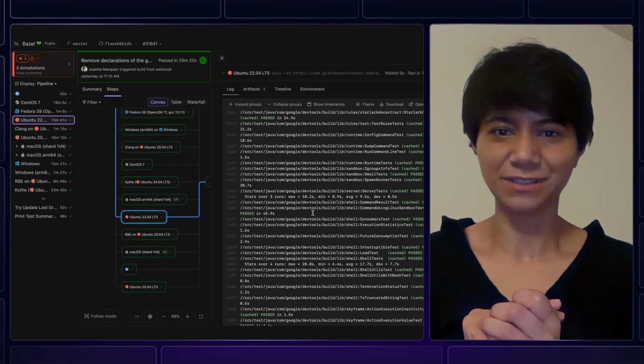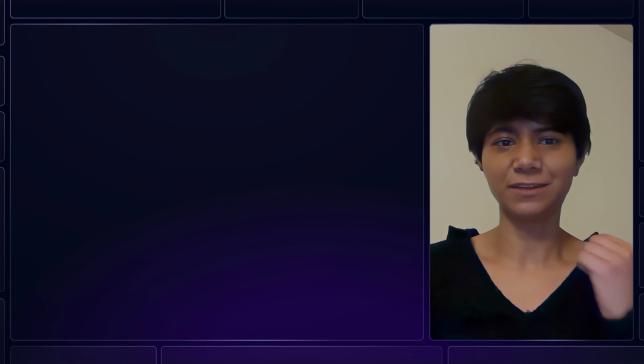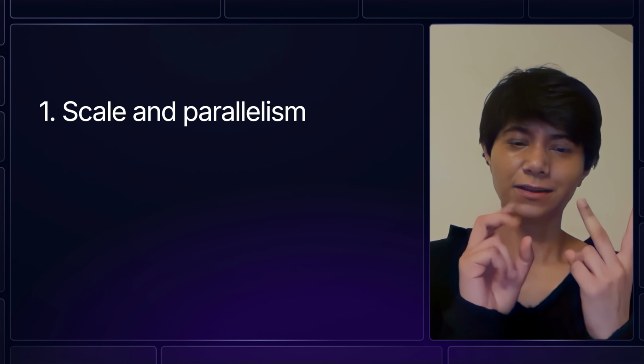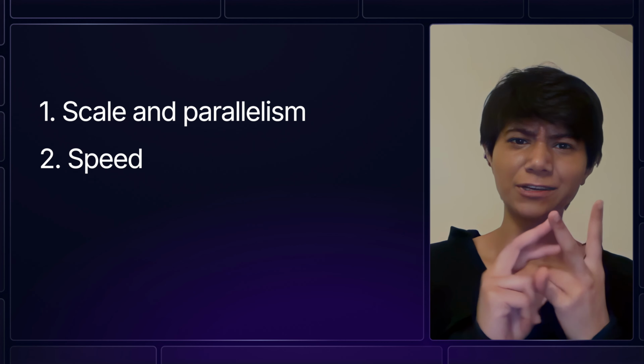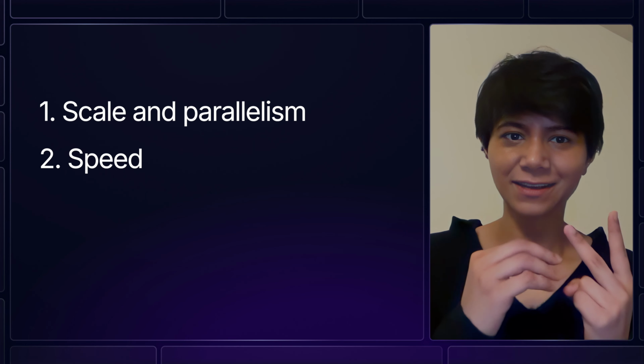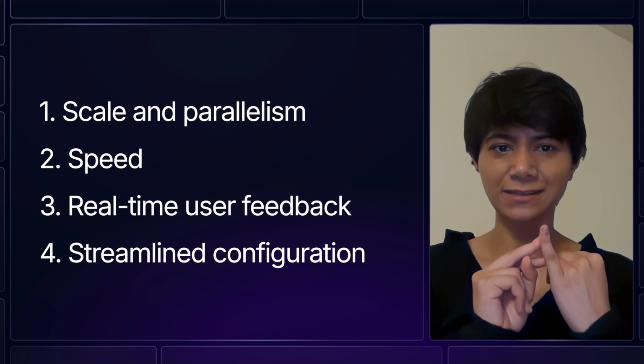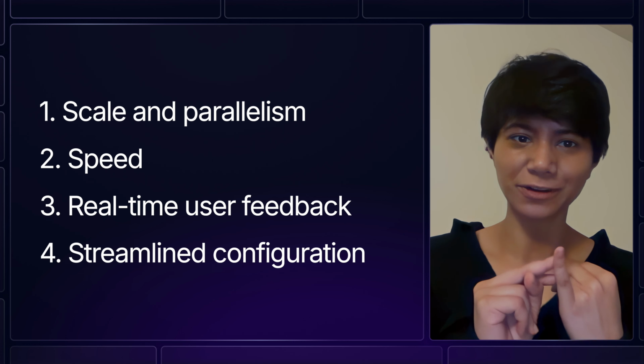Let me give you some examples of these synergies. I've bucketed them into 4 different categories. 1, scale and parallelism. 2, speed through incrementality and strategic skipping. 3, real-time user feedback. And 4, streamlined configurations. Let's explore each of these.